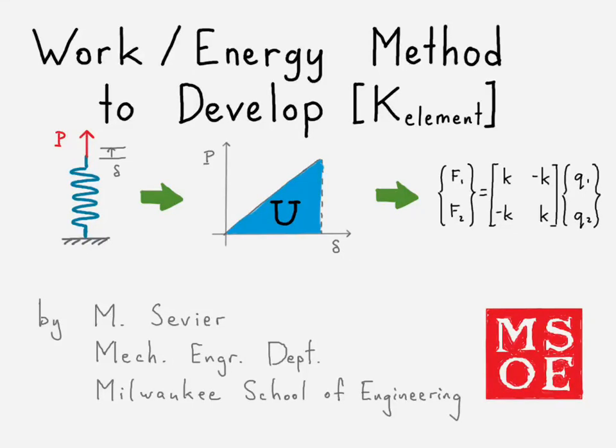Alright, this video is going to take a look at a work energy method to develop the elemental stiffness matrix. This is important because it's necessary to start deriving the stiffness matrices for the 2D and 3D elements. We have these drawings of our potential energy type drawing, and we're going to use that to figure out our stiffness matrix equation. In this case, for a truss element, we're going to use that as an example.